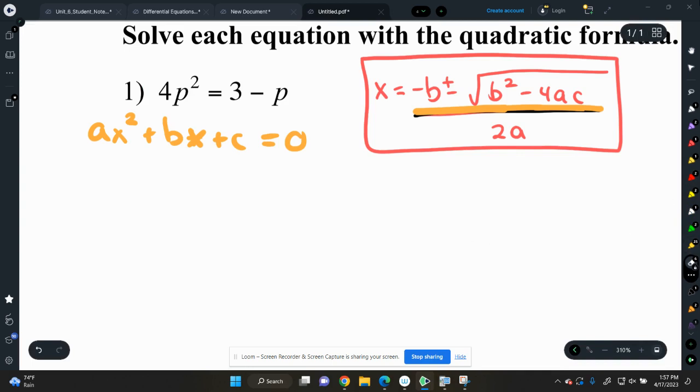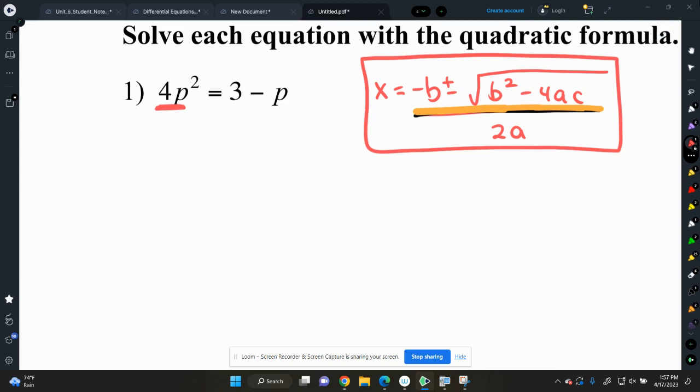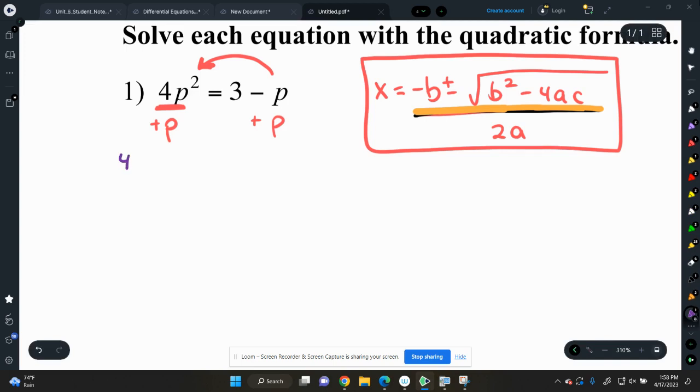So what we're going to do, we want everything on one side. So I want to keep that p squared or the x squared or k squared, whatever it is. I want this to be positive. So we're going to leave that there. That means we're going to move the p over to the other side. And when we say we're going to move it to the other side, we mean we're going to do the opposite. Instead of having minus p, we're going to add p to both sides of the equation. Okay? When we add to both sides, we have 4p squared plus p equals 3, and then these are going to cancel out.